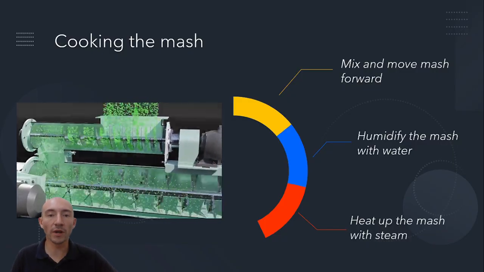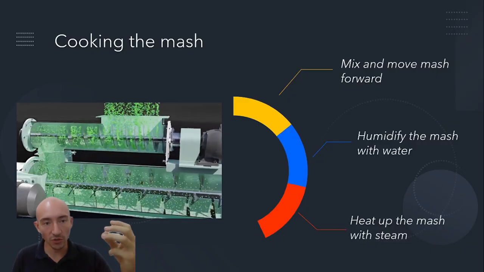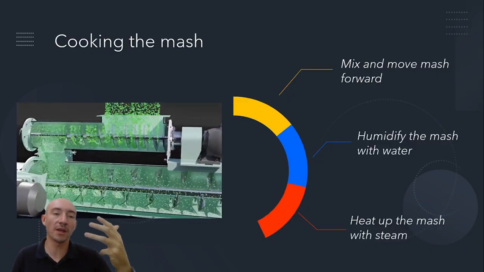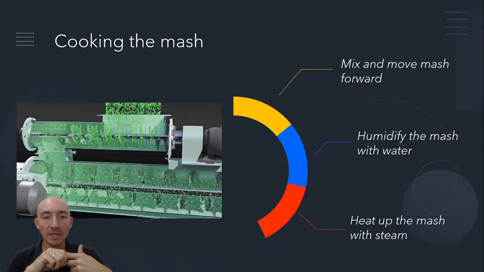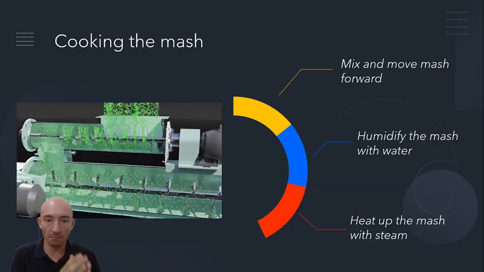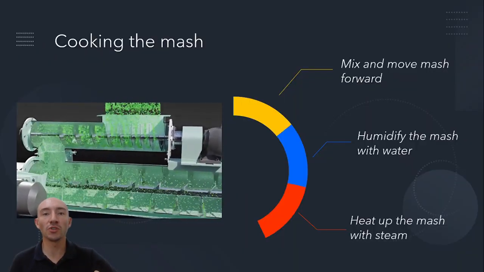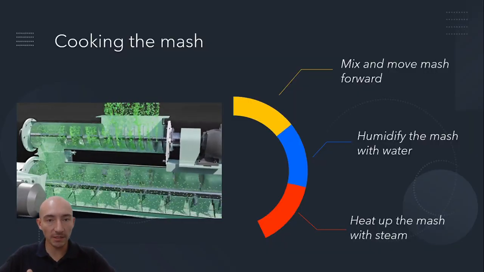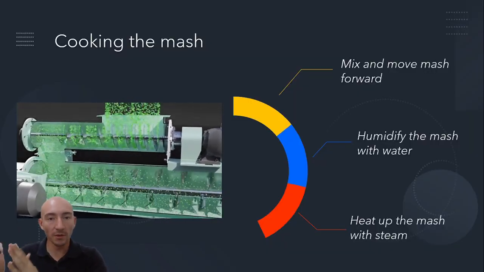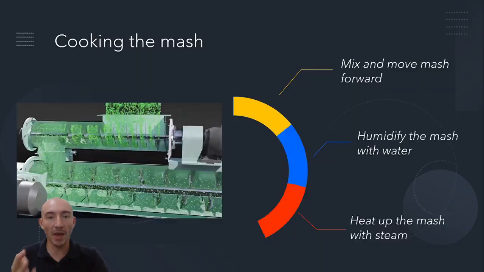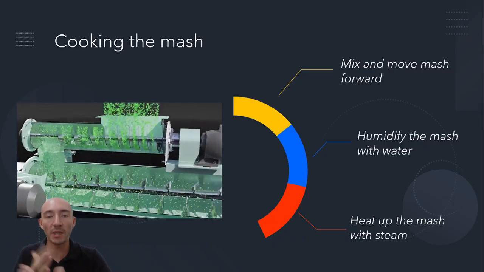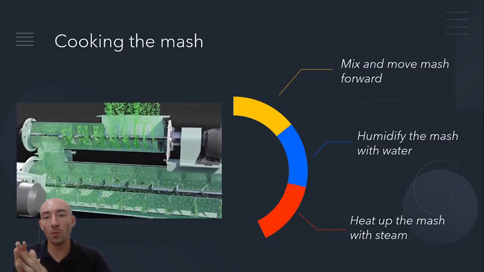And how does it work inside the conditioner? The conditioner will do three things at the same time. It will mix and move the mash forward. So we have mash falling inside the conditioner from the feeder screw. This mash is going to be mixed and moved forward by the paddles. The paddles will mix, and the paddles will make your mash move forward.